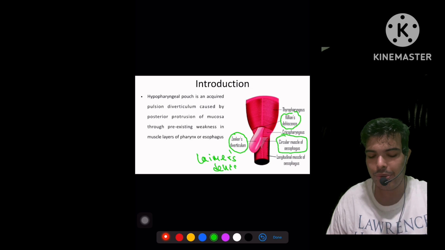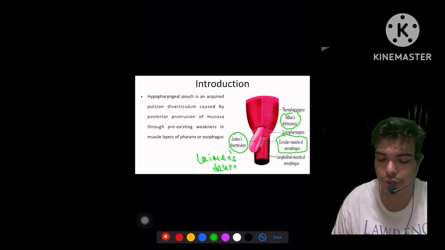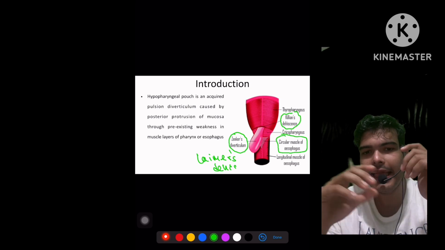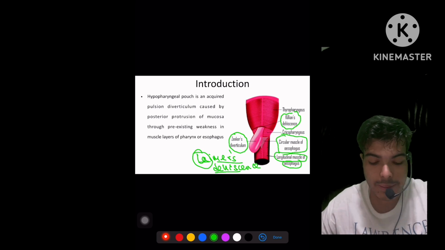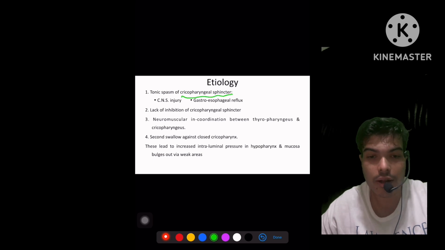Lamier's dehiscence. You can remember that L for Lamier's and L for longitudinal muscles of the esophagus. So there are longitudinal muscles of the esophagus and there is Lamier's dehiscence, okay. You can remember it in that way. Tonic spasm of the cricopharyngeal sphincter, like in the case of gastroesophageal reflux, okay.